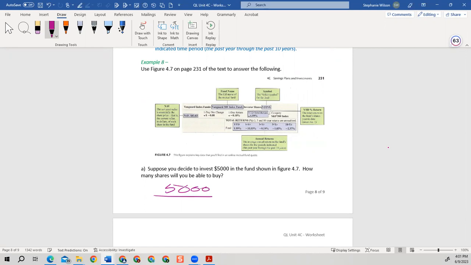And then I'm going to look at that table, right? Let's look at this table here. And I probably need to make it a little bit bigger. Some of you probably have better eyes than me on this. But if you notice right here, this is what we're going to divide by, the 83.83. And then when we divide this, that means we can buy 59.64 shares.